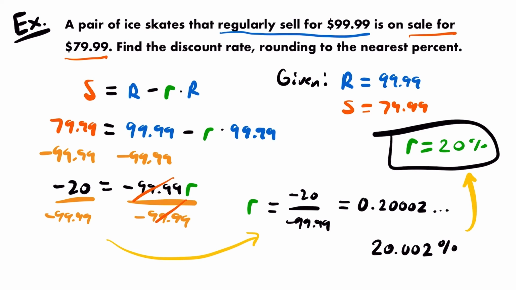A pair of ice skates that has a regular price of $99.99 that goes on sale for $79.99 has been discounted by 20%, at least when rounding to the nearest percent. Okay, so if you take 20% of 99.99 and then subtract it out, you should get the sale price of $79.99. Okay, and so with that, that is it for this example. And this was also the last example for this video.